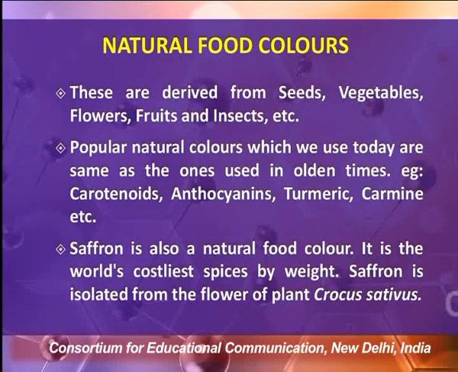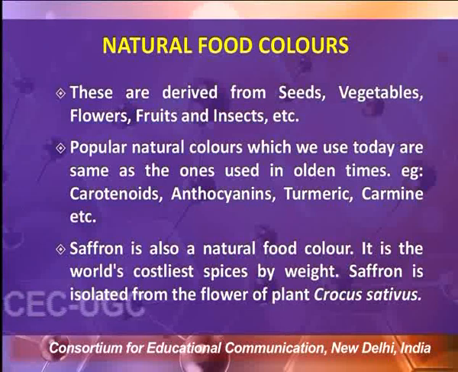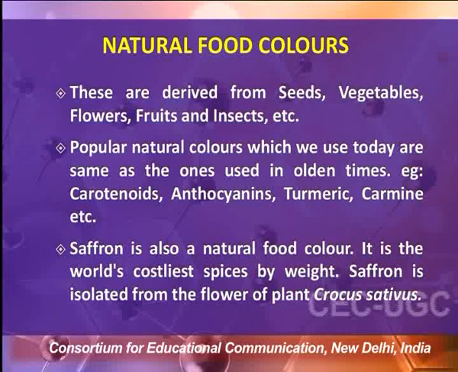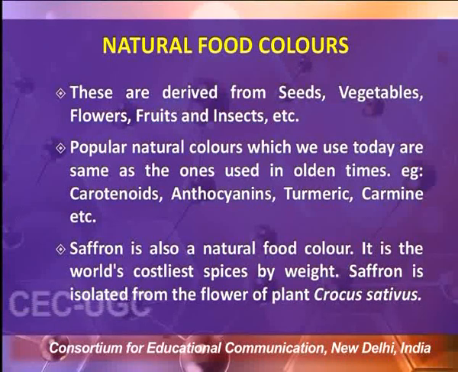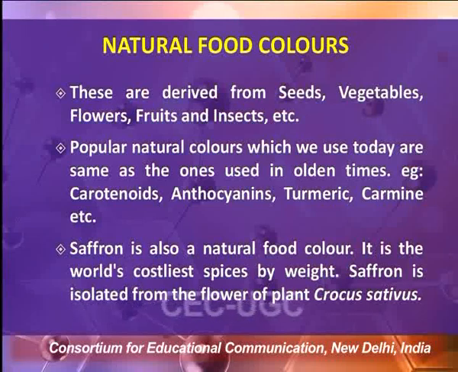When we talk of natural food colors, these are derived from seeds, vegetables, flowers, fruits and insects, etc. Popular natural colors which we use today are same as the ones used in olden times. For example, carotenoids, anthocyanins, turmeric, carmine, etc. Saffron is also a natural food color. It is the world's costliest spice by weight. Saffron is isolated from the flower of Crocus sativus.